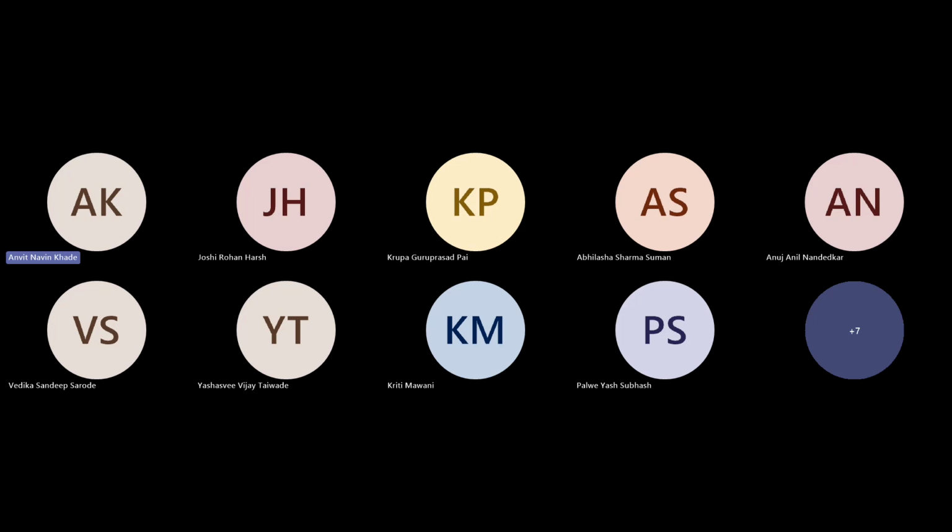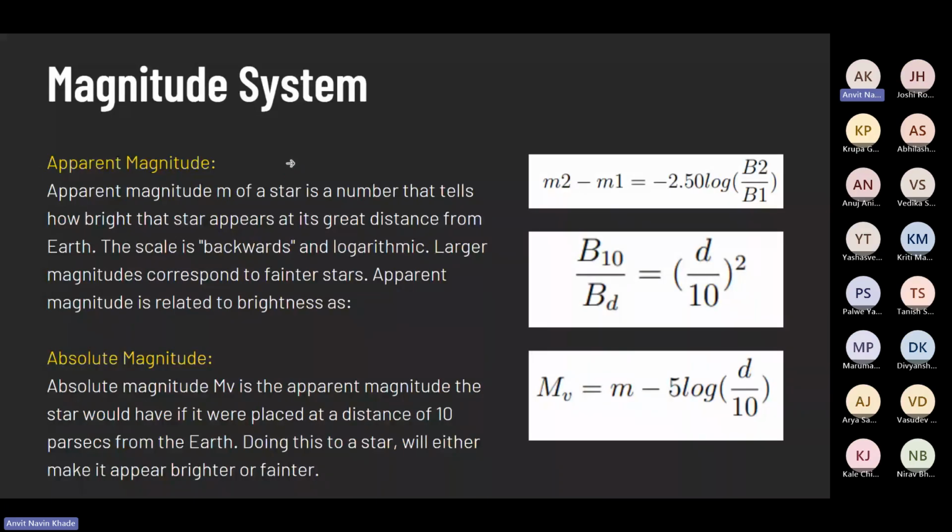Now we'll be learning a bit more about the magnitude systems. The magnitude system is a logarithmic scale used to quantify the brightness of astronomical objects. First is apparent magnitude. The apparent magnitude of a star is a measure of its brightness as seen from Earth. The scale is logarithmic and backwards, which means with a negative sign, meaning larger magnitudes correspond to fainter stars.